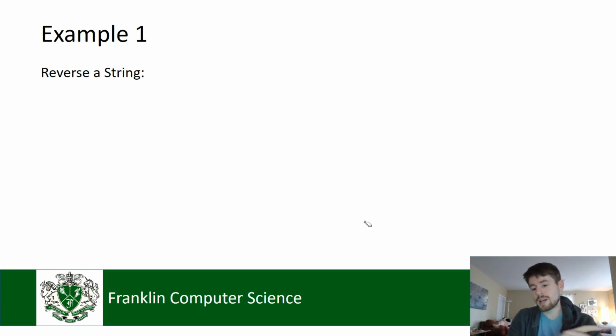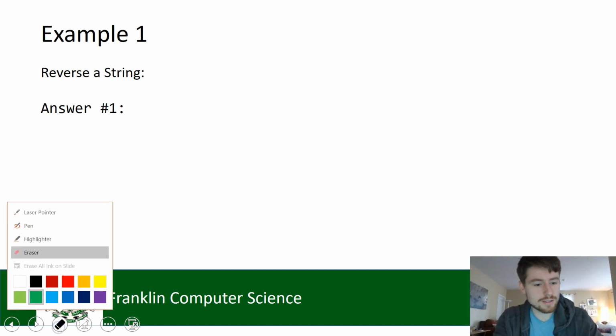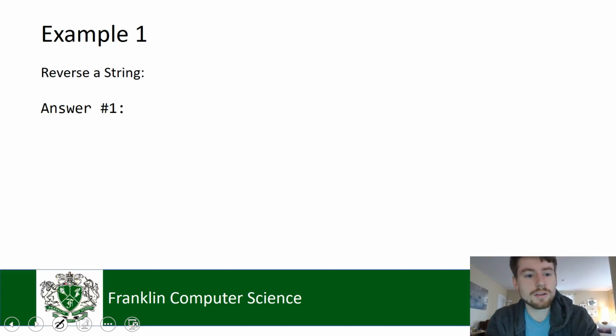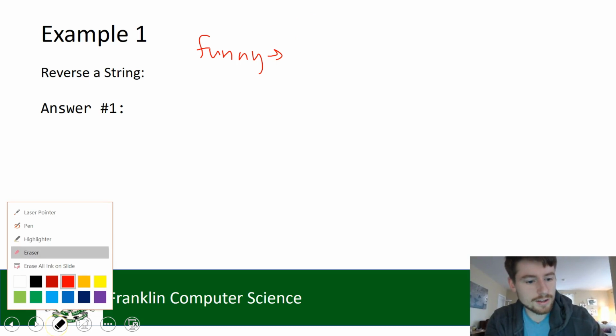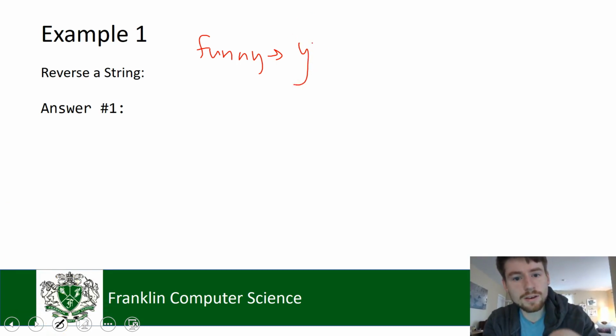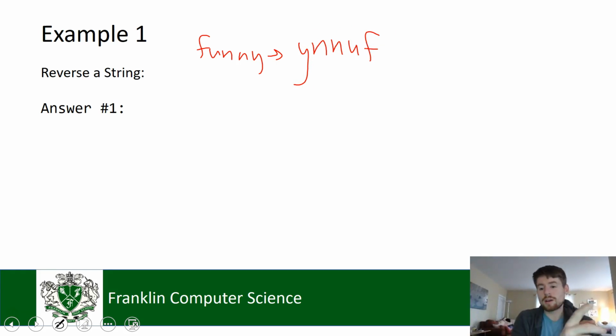So we want to take a string that reads, say, let's do an example, reverse a string. You want to go from, say, "funny" and reverse it. So my first letter is Y, and then N, N, U, F. Okay? So we're looping over every letter in this string, except we're going to do this in reverse order. There's a couple of different approaches you can take to solve this kind of problem.